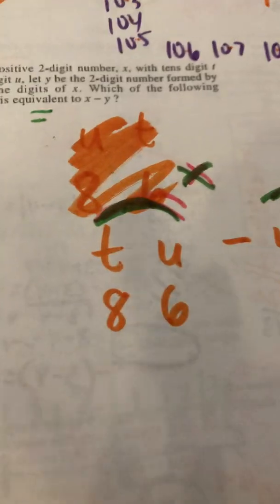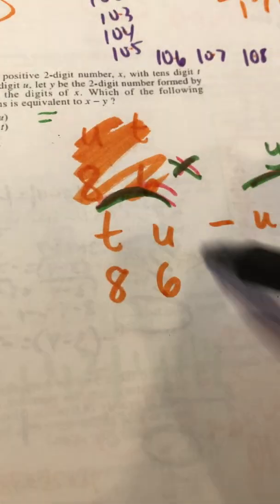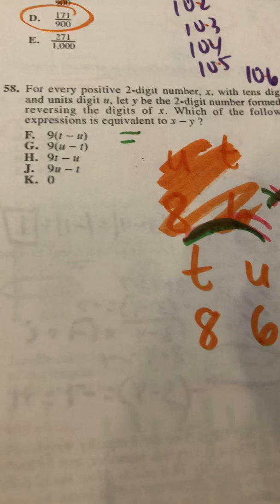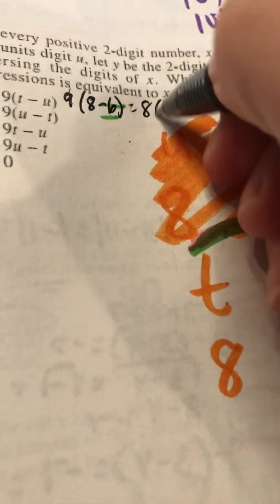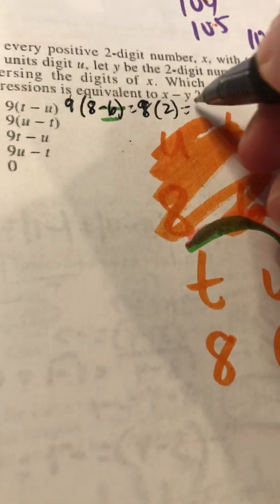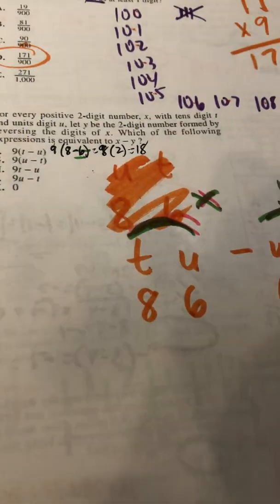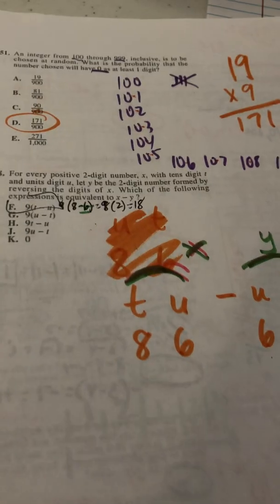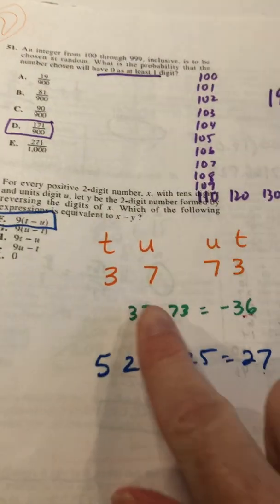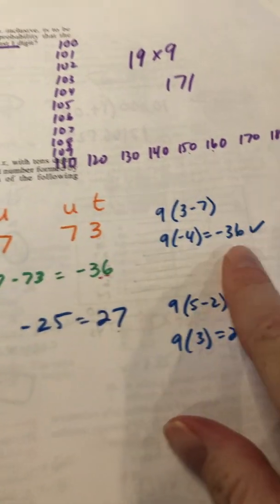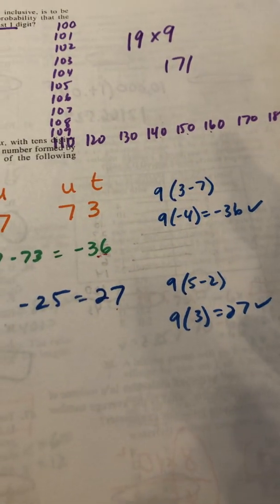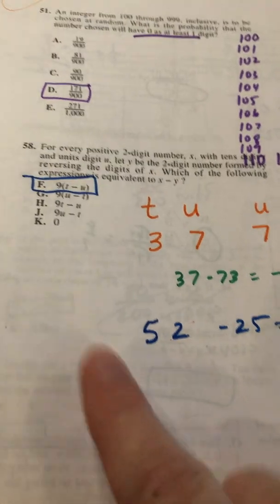Well, this time we're going back to T and U, not the whole thing as X and Y. So it's saying 9 times T minus U. So 8 minus 6. 8 times 2, excuse me, 9 times 2 is 18, which is what I wanted, right? So if I'm looking at my previous examples I've used in the past, I used 3 and 7 the last time, and now I get a negative 36, and when I plug it in, it's a negative 36, right? So you want to check that that works.